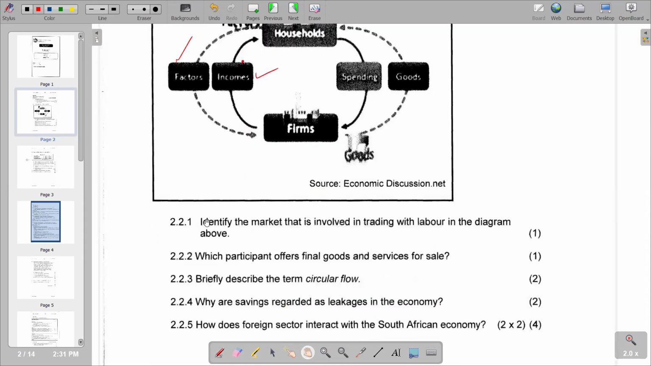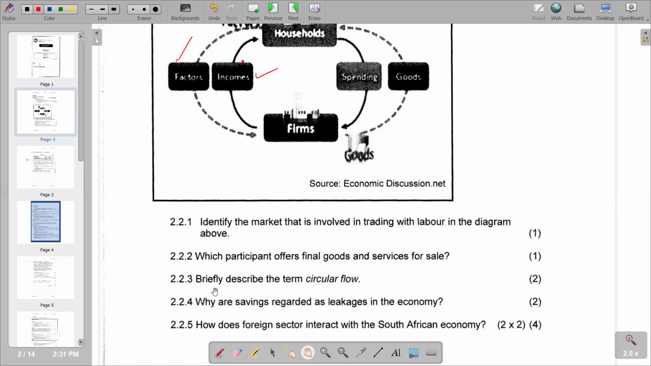Then 2.2.1 reads: identify the market that is involved in trading with labor in the diagram above. So we know that labor is traded in the factor market. So we are talking about the factor market. So moving on to the next question, which participant offers final goods and services for sale? We know that the firms are the ones that offer final goods and services. They produce the goods, so obviously they offer them. So we have the firm or business on 2.2.2 being the answer there.